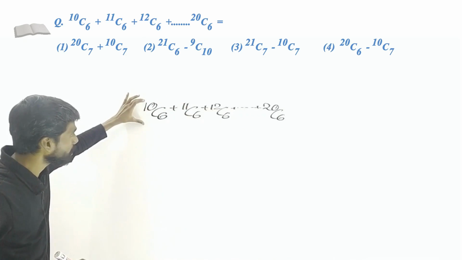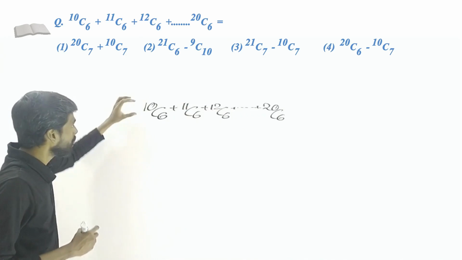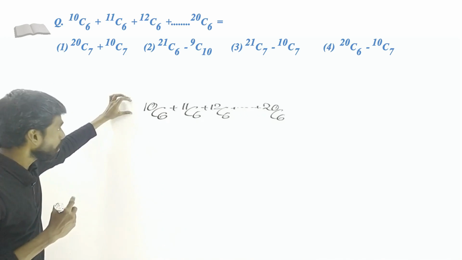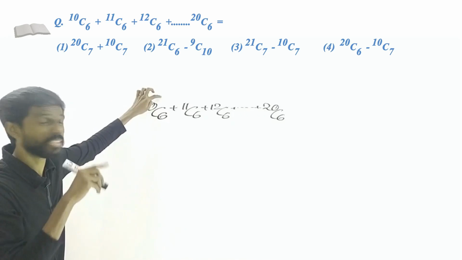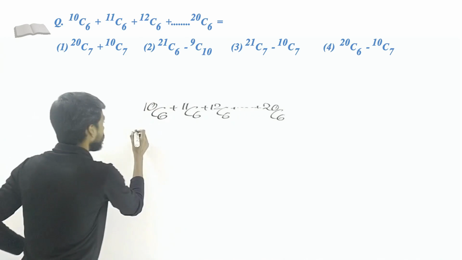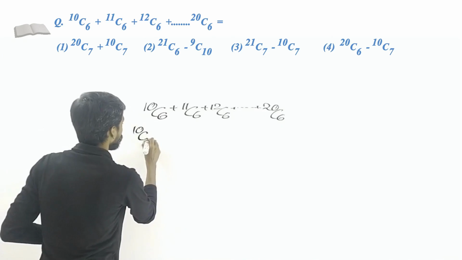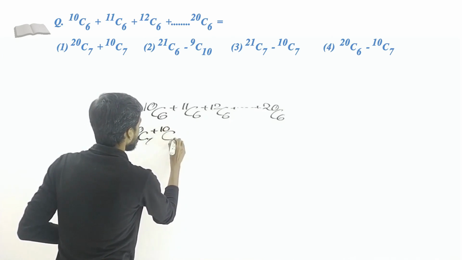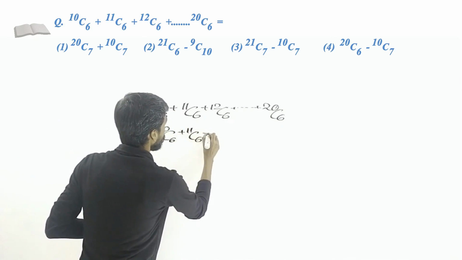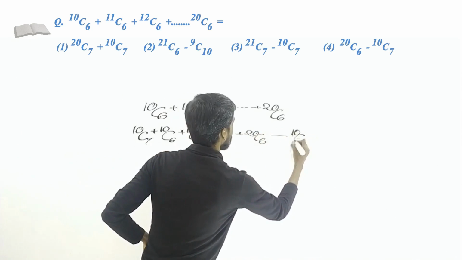What term can be added with this so that it will be like that formula nCr plus nCr+1? This time we will add a term. Obviously we have to add 10C something. If we add 10C5, adding these two will give 11C6. But we already have 11C6, so we can't use that formula. So we add 10C7. If you add 10C7, then this formula can be used. So 10C7 plus 10C6 plus these terms, plus 20C6, and then subtract the added value, which is 10C7.